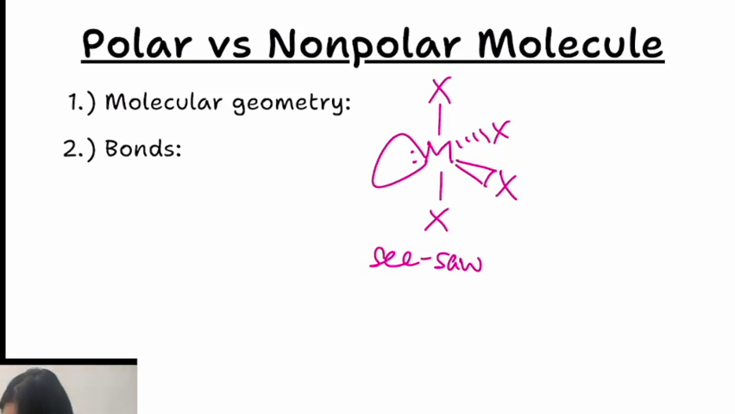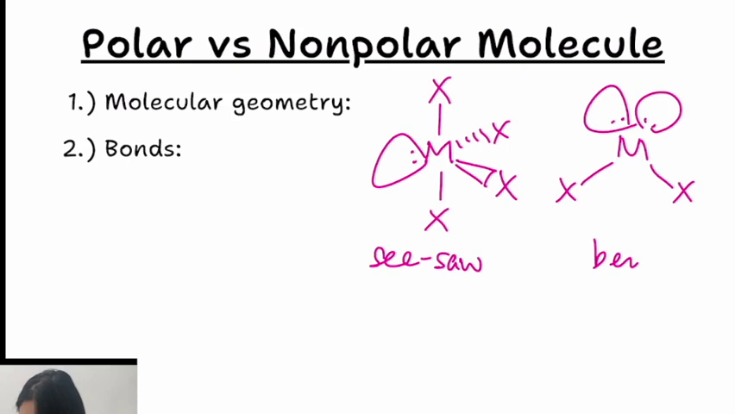Or let's say bent, MX2. As for the bent structure, this is asymmetric already, so I don't even have to consider what type of bonds it is. This will be just polar.